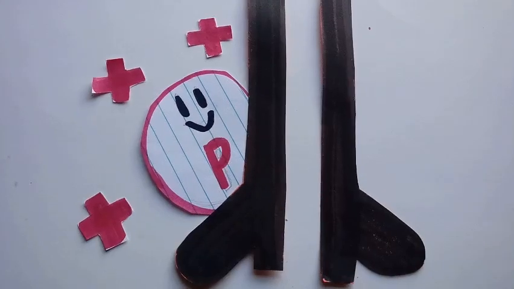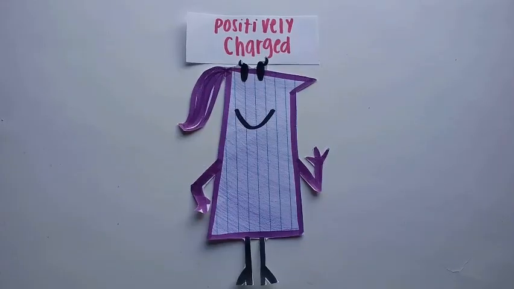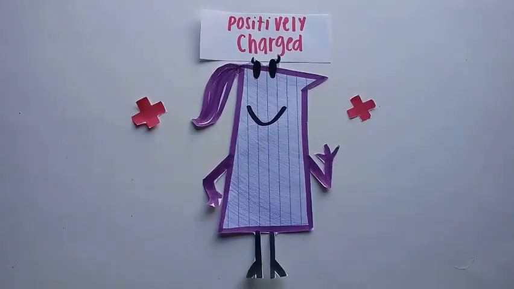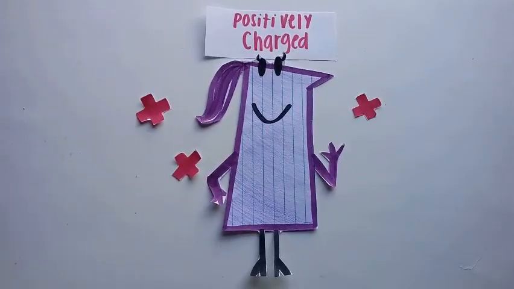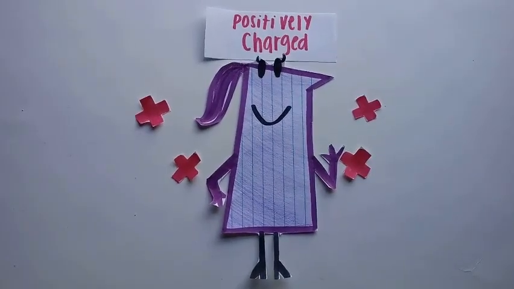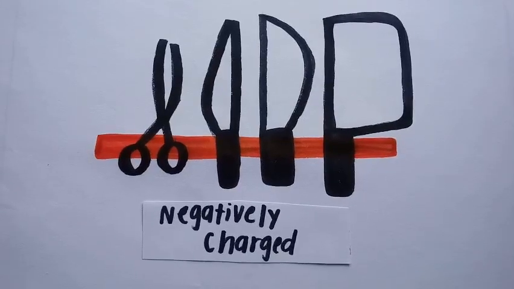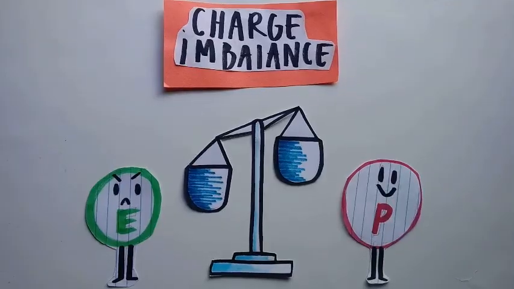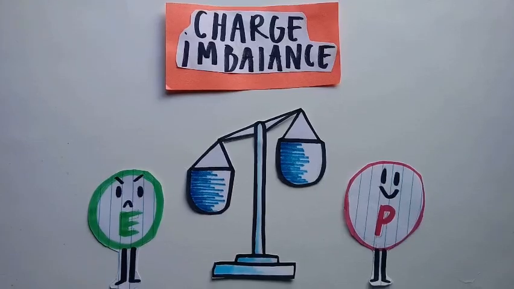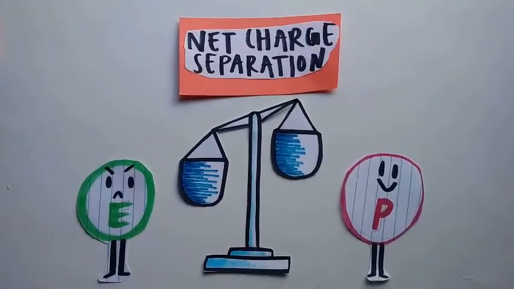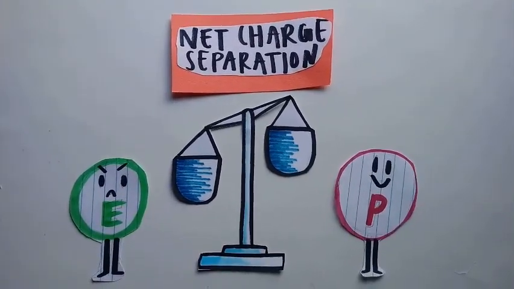When this happens, the first object is left with more protons than electrons and becomes positively charged, while the one with more electrons accumulates a negative charge. This situation is called a charge imbalance, or net charge separation.